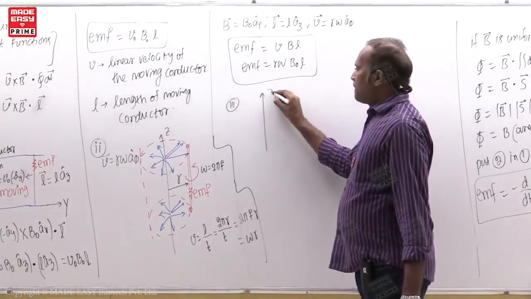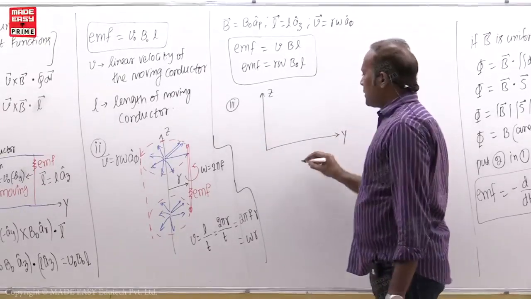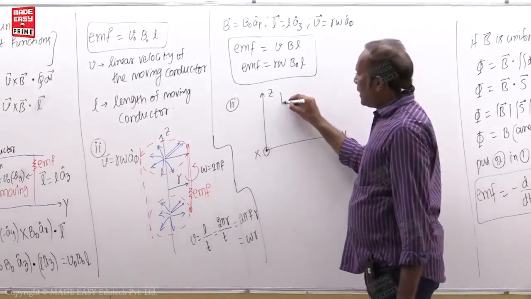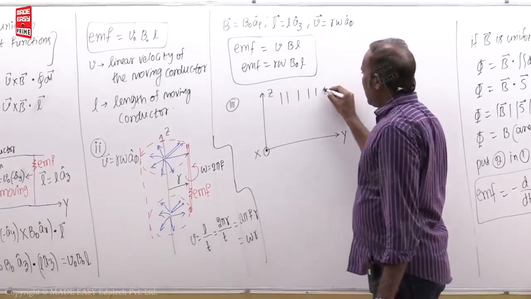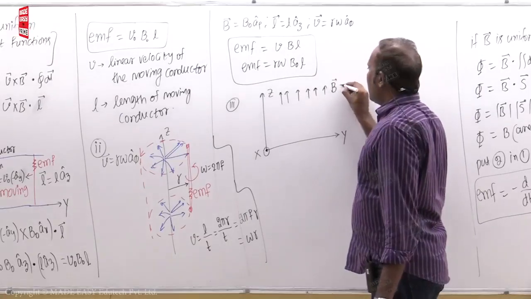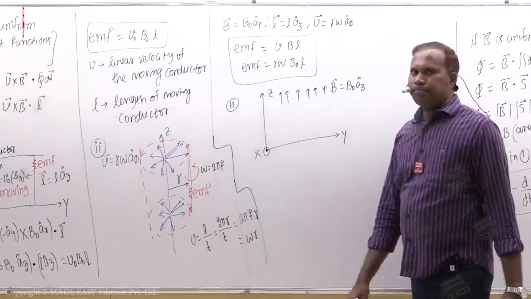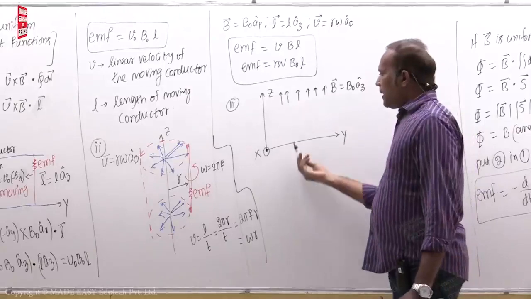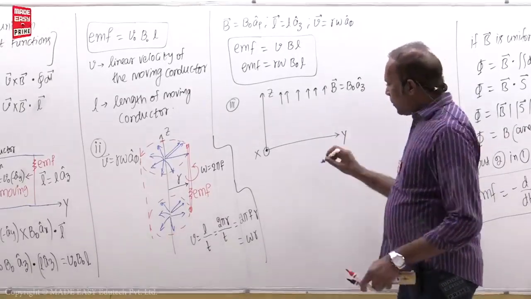This is the z-axis and this is the y-axis. Out of the board is the x-axis. Now everywhere here, student, B bar is there. That B bar is equal to B naught into az. B naught means not a function of time, a static field. So here B bar is there like this.